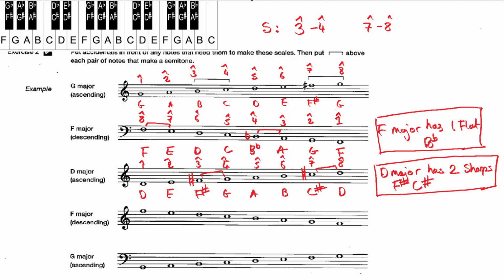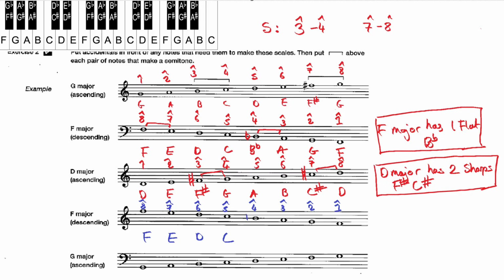Okay, I'm going to change color here just to make things a little bit more interesting. F major descending. Now we've already got F major from earlier. We're just now doing this in the treble clef. So we can actually just copy our work, can't we? We can just say, okay, well this is 8, 7, 6, 5, 4, 3, 2, and 1. And we know that it should be F going down, F, E, D, C, and then remember we had a B flat, so let's put in that B flat.